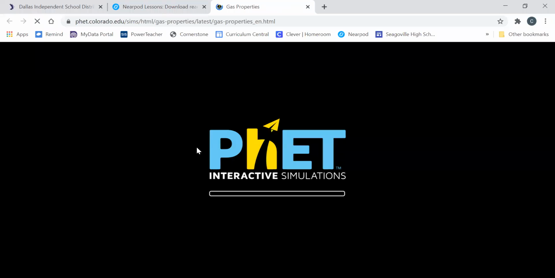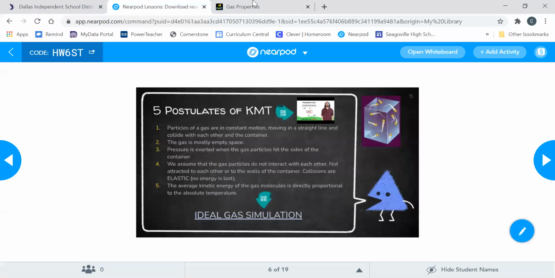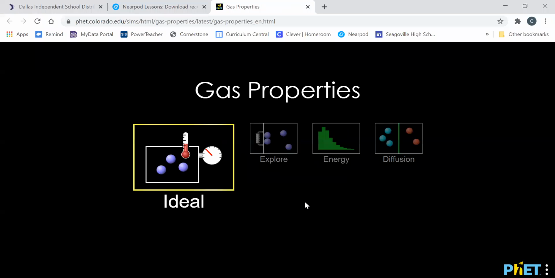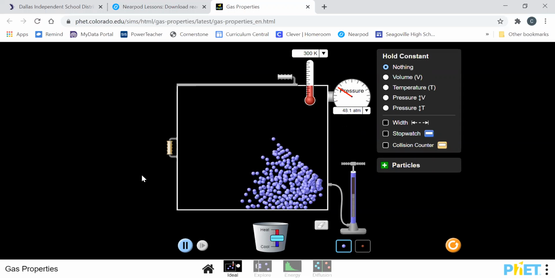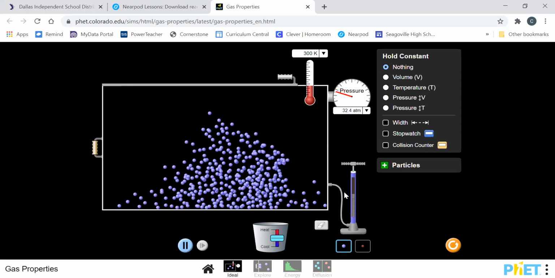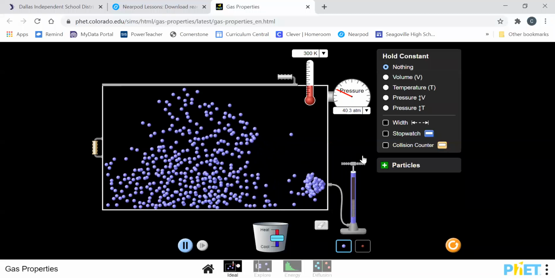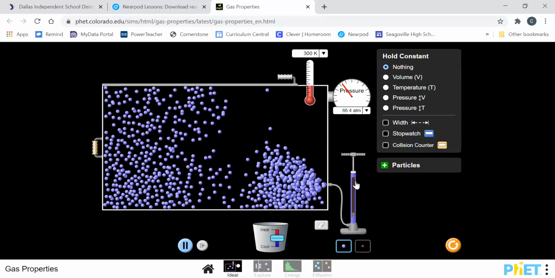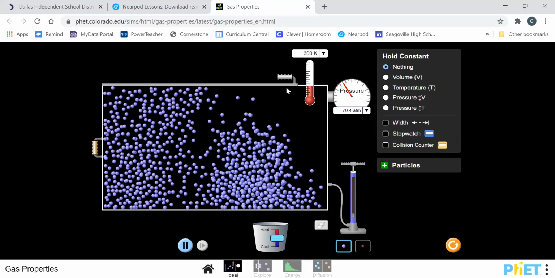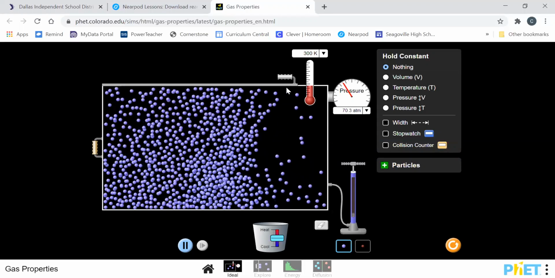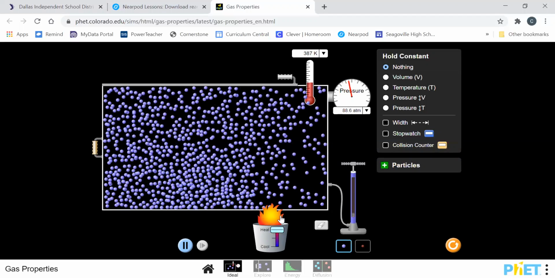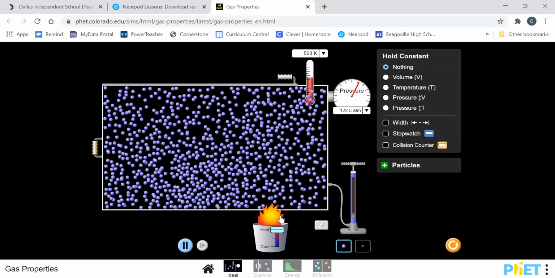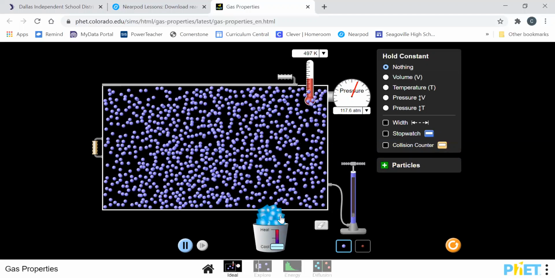And then this was the simulation that we did. If you were B day, we did it in class. If you were A day, this was extra credit. So if you notice, these are the gas molecules and they're in constant random motion, and when they're hitting the container, it's going to cause the pressure. If I heat it up, notice that the pressure is going to go up, but also the temperature. And if I cool it, the pressure is going to go down.